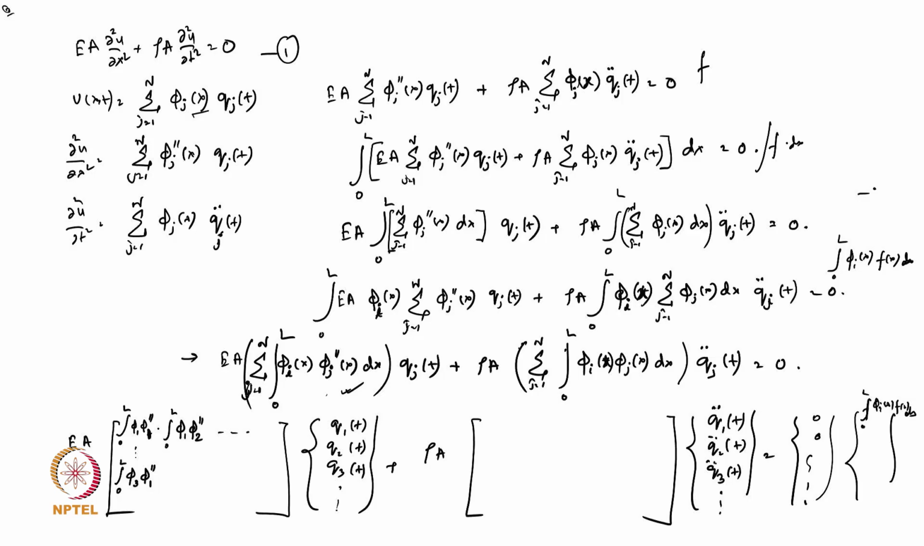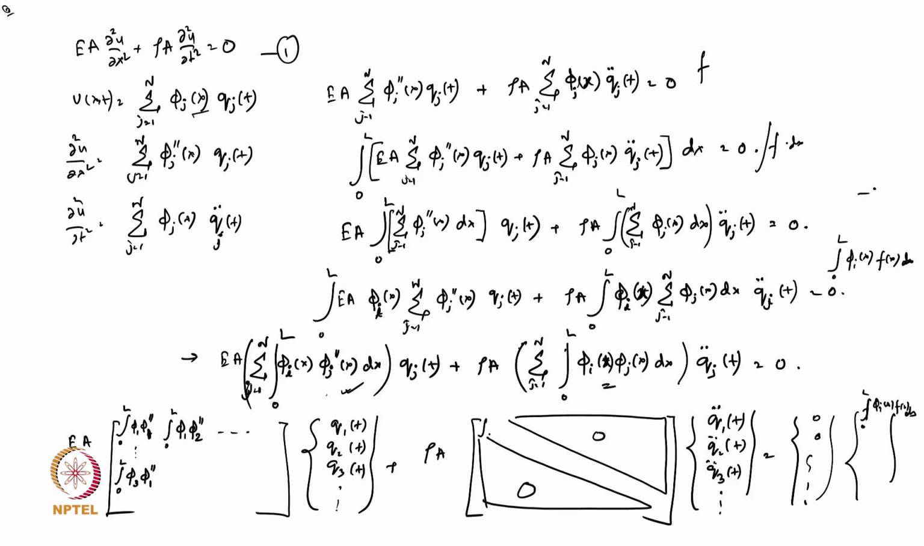And here how will you get it? You already acknowledge that if the mode shapes are orthogonal, then this full portion will be 0 and this full portion will also be 0. We will have only the diagonal terms, which will be phi 1 square dx, phi 2 square dx, phi 3 square dx, like this way, with the integral obviously from 0 to L. That way all the terms will be here.